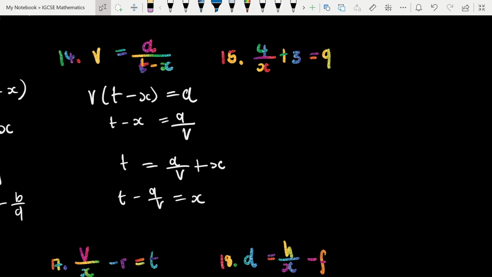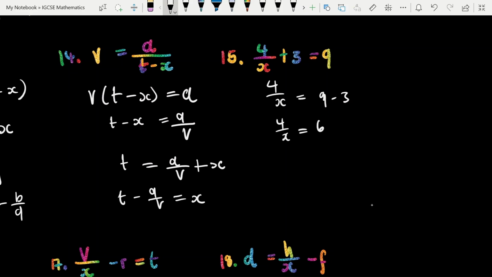But before you do that, you have to make sure that the fraction is alone. Okay? The fraction should be alone when you break it. There mustn't be something else. So I see that this 3 is there, so I can't break my fraction right now. I have to take 3 to the other side. So 4 over x is now equal to, is it a 9? Or is it a q? Let's make it a 9. 9 minus 3. 4 over x is equal to 6.